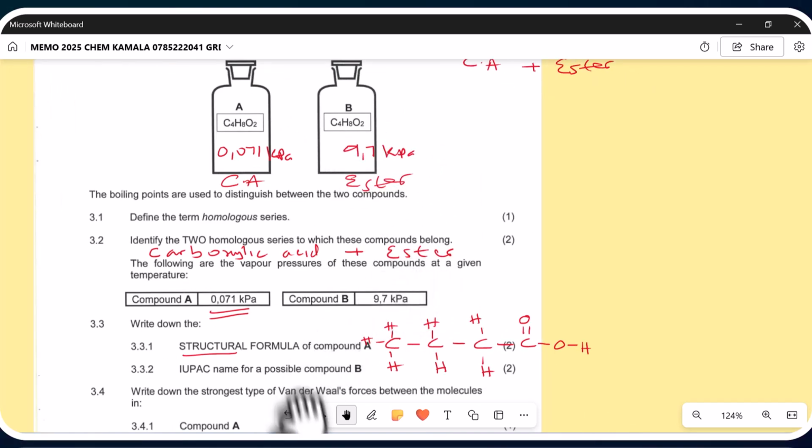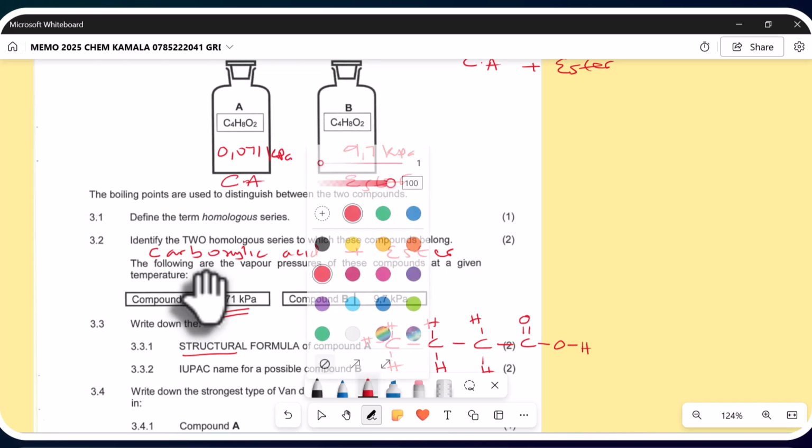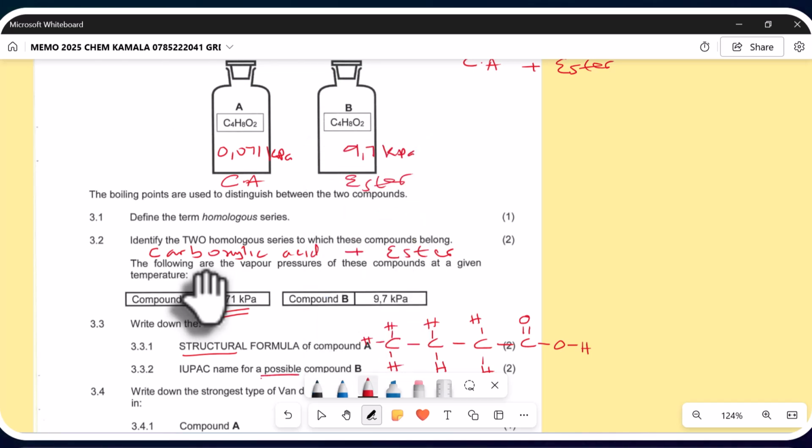Then they say write down the strongest type of intermolecular forces between the molecules in compound A. Compound A, we said, is a carboxylic acid, and being a carboxylic acid, those are called hydrogen bonds. So we have the hydrogen bonds. And then compound B, being an ester, we call them dipole forces. Dipole forces.